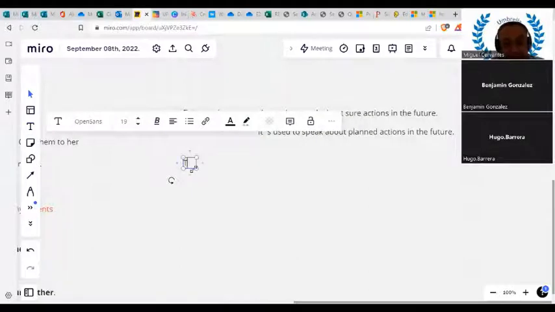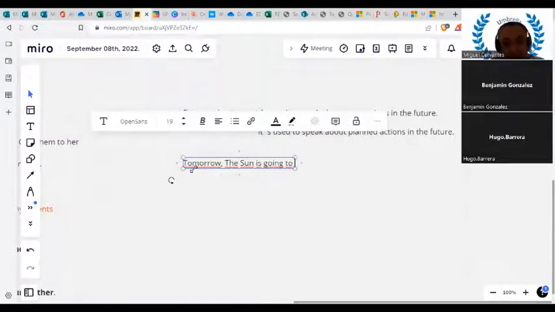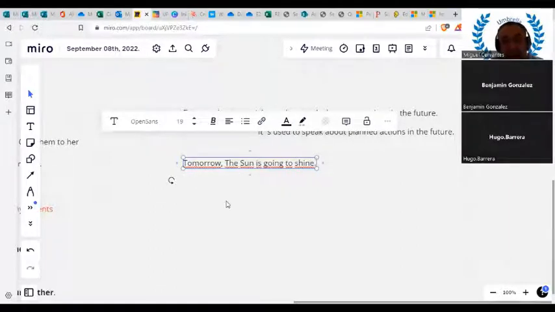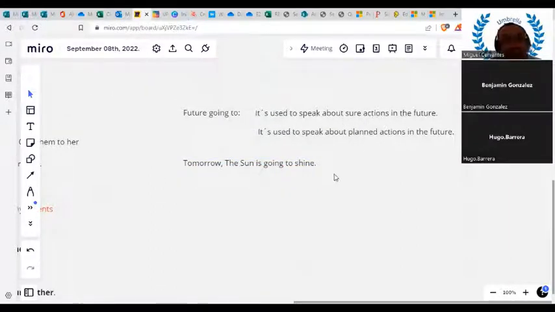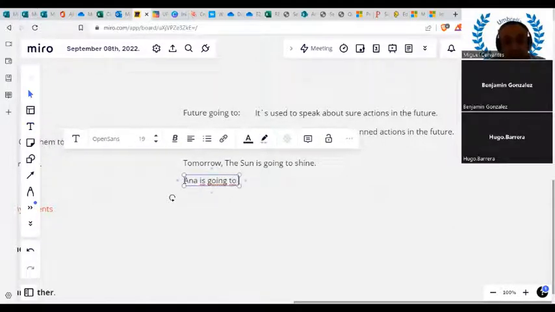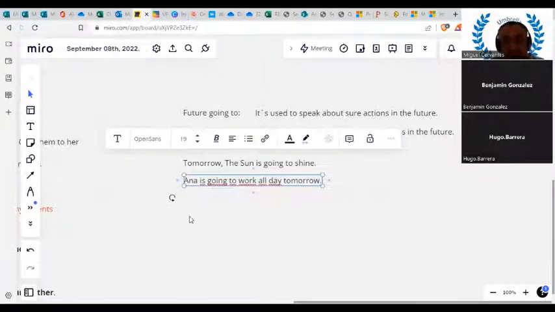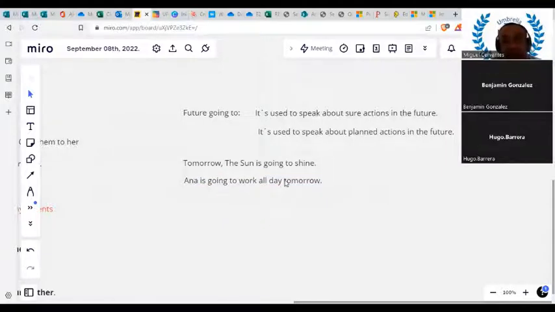For example, sure actions in the future. Let's say tomorrow, the sun is going to shine. Es una acción segura y ya sabemos que siempre que el sol sale, brilla. That is a sure action in the future. Or, for example, you can say, Anna is going to work all day tomorrow. Why? Because you know that she has to work.